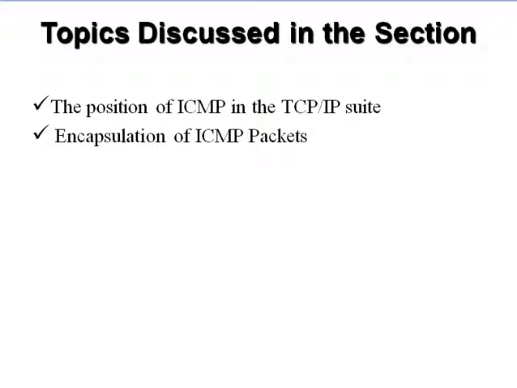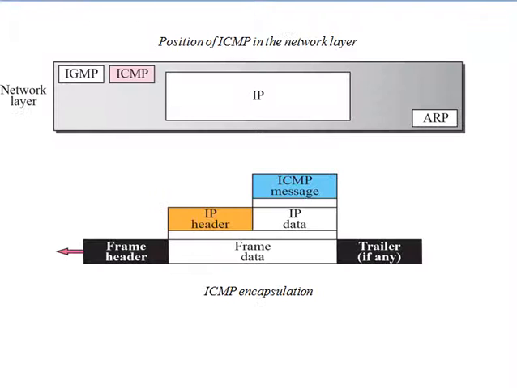Now, here we discuss the position of ICMP in the TCP/IP suite, or the encapsulation of an ICMP packet. This figure tells us the position of IP in the network layers. Here is ICMP, which is under the Internet protocols. This is how the arrangement is made in the Internet network layer. This diagram depicts the ICMP encapsulation. Encapsulation means hiding the implementation details.